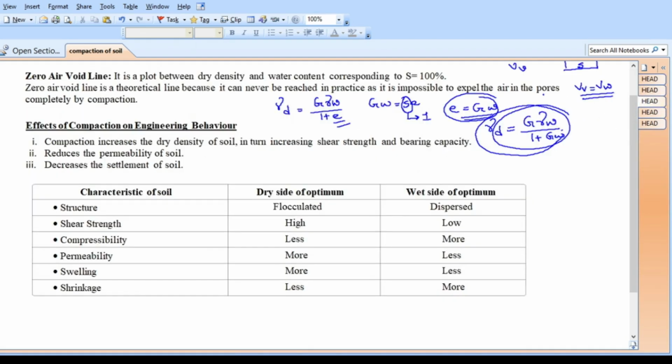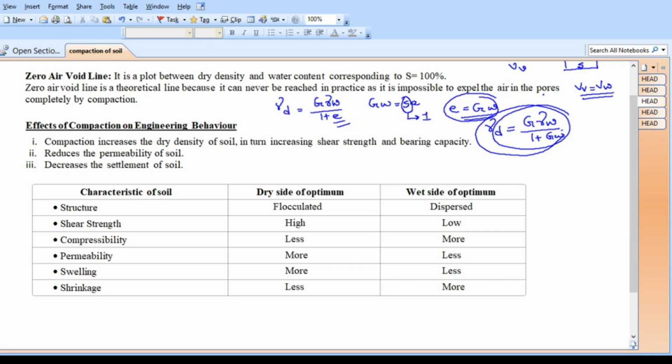Now let us look at the effect of compaction on engineering behavior. Compaction increases the dry density of the soil, as you have already seen through the graph. Once the dry density is increasing, or we can say the air is getting expelled from the voids, the shear strength and the bearing capacity increase. It reduces the permeability of the soil, and in turn the settlement will also reduce.